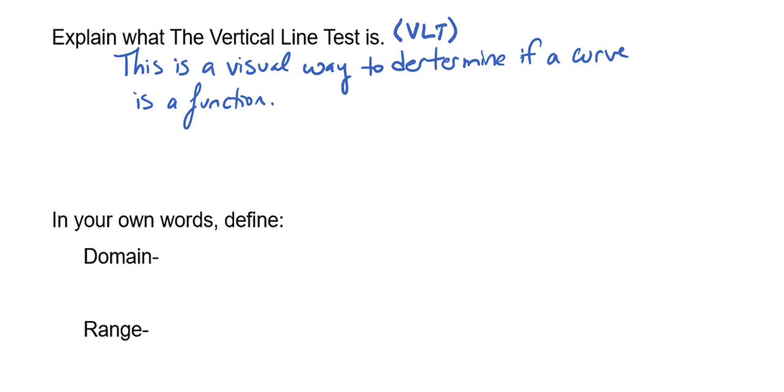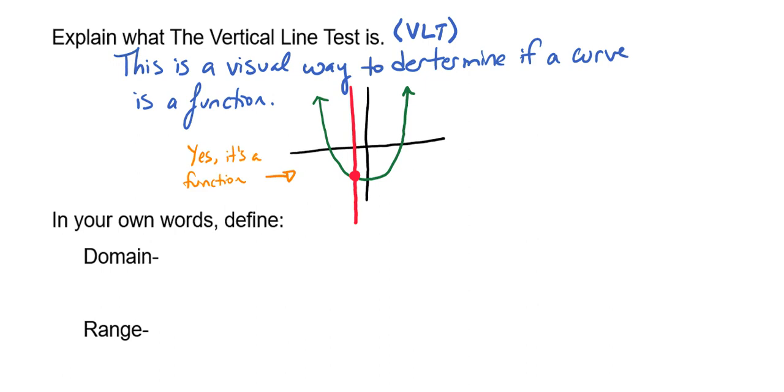So for example, let's say that we have our graph, our green graph, and we take a vertical line, that's our red line, and we move it across our graph. As we move it, it's only going to touch our green curve or our line one time. And so that tells us that there's only one output for every input, and so this is a function. It passes the VLT, the vertical line test.